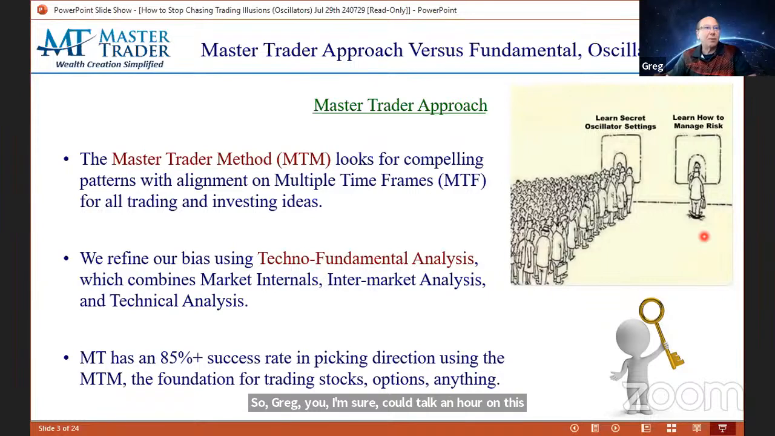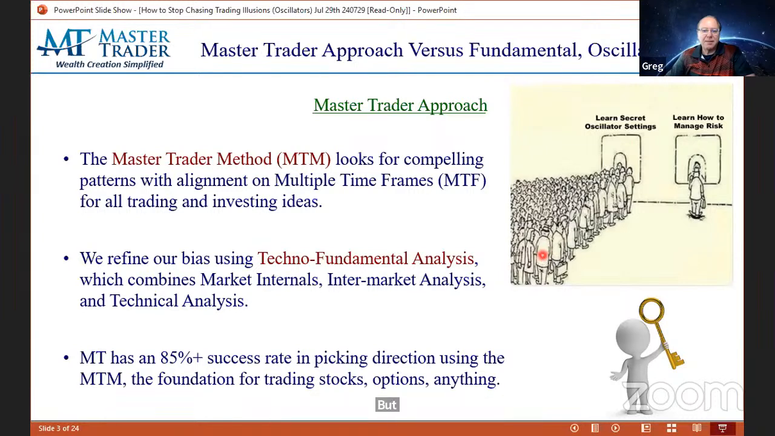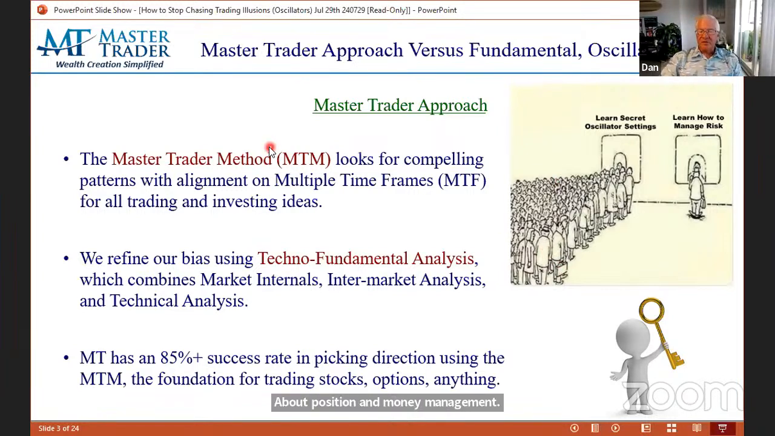Well, it's what I wrote about over the weekend in that letter that I sent to the whole database. Let's see if I can find it to share it. But yeah, it wasn't so much about the left side of there, but all about the right side. And the right side depicts what I wrote about, that so few really want to learn it initially: position and money management. Yeah, or objective price action.